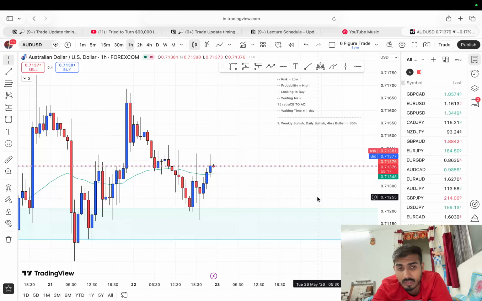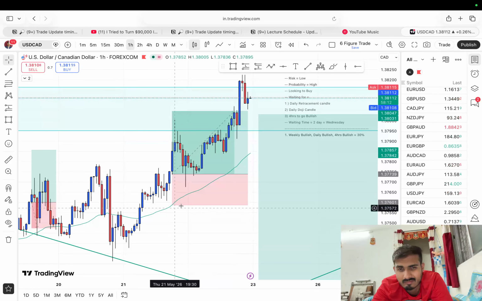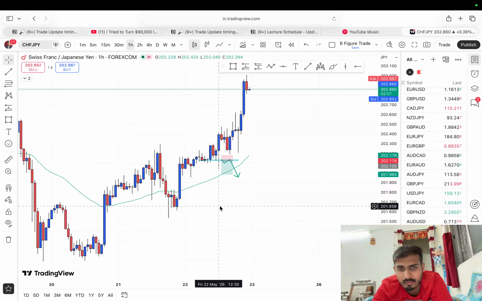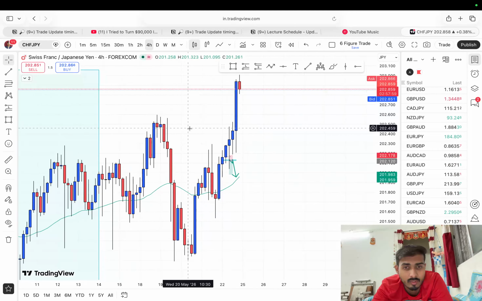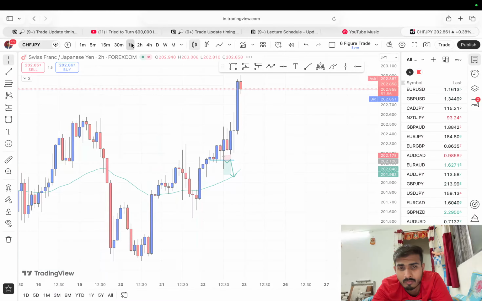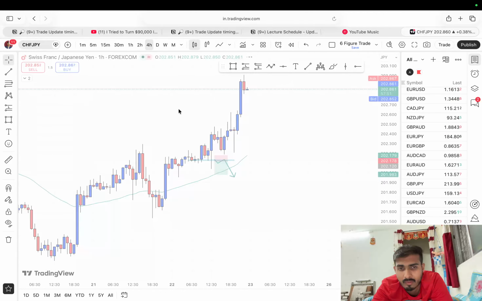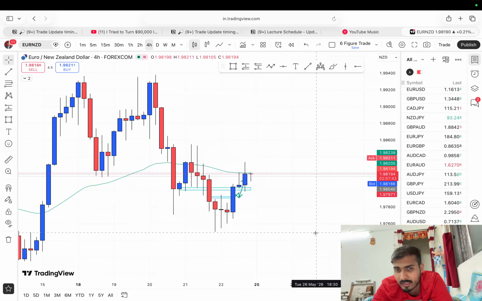Next is AUD USD. I haven't taken the trade. USD CAD, this was not my trade. CHFJPY, we were waiting for a break and then retest. It never happens, never took the trade, but it closes above. I will not take this trade at all. But if you go to a lower time frame, we can see the clear break retest. I will not take the trade because the higher time frame doesn't look the way it needs to be. Let's keep EUR NZD.